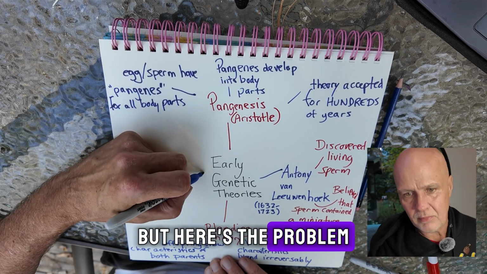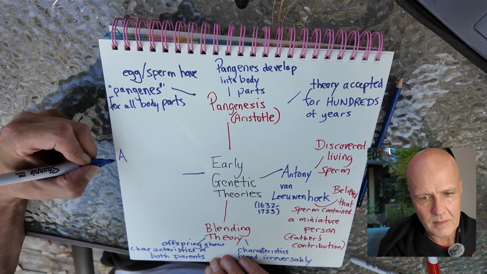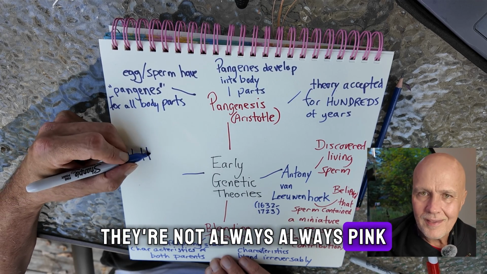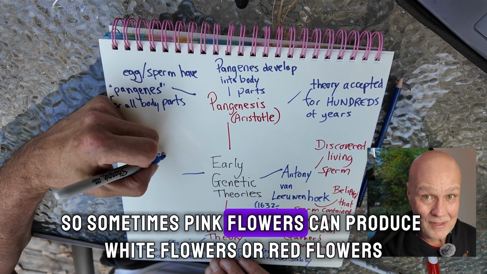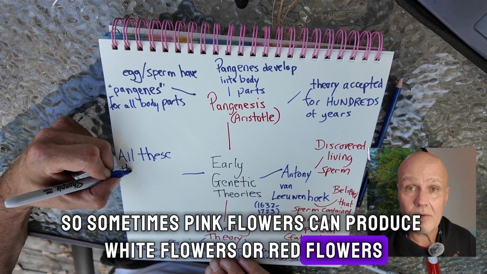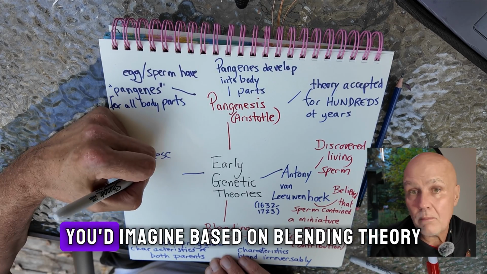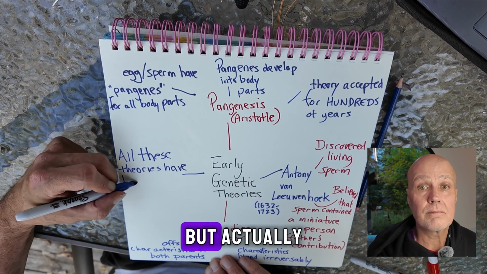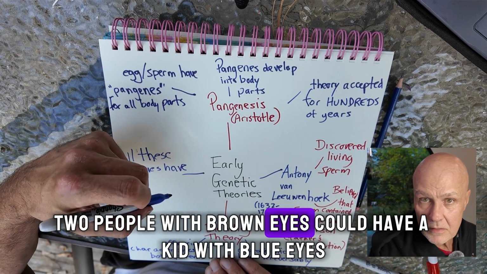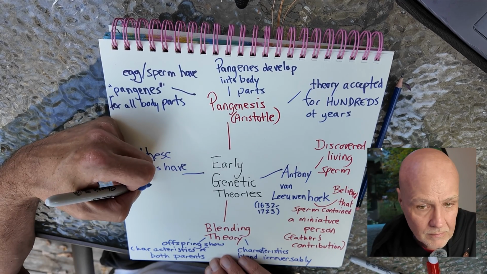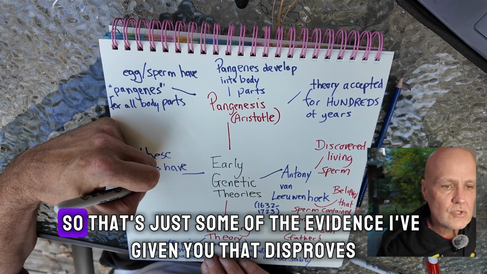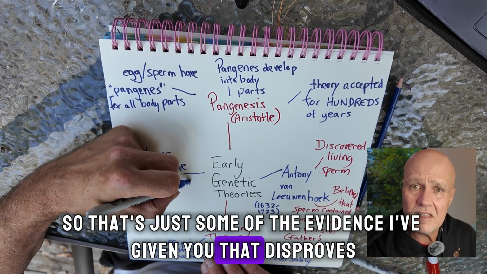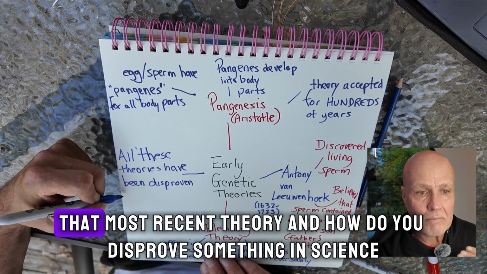But here's the problem. They're not always pink. So sometimes pink flowers can produce white flowers or red flowers. You'd imagine, based on blending theory, that brown eyes could only give you more brown eyes. But actually, two people with brown eyes could have a kid with blue eyes. Okay? So that's just some of the evidence I've given you that disproves that most recent theory.